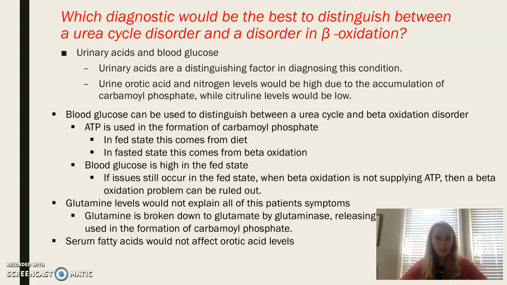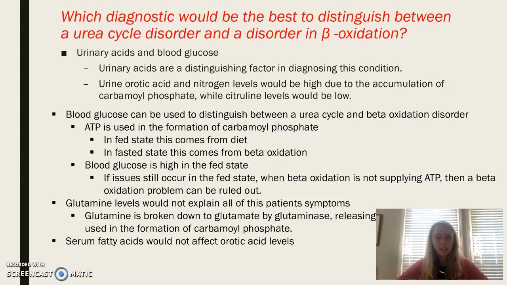I also said blood glucose because it can be used to distinguish between the urea cycle disorder and a disorder in beta oxidation because ATP is used in the formation of carbamoyl phosphate. So in the fed state, this comes from the diet, but in the fasted state, this comes from beta oxidation. So if blood glucose was high, that means that you're in the fed state.